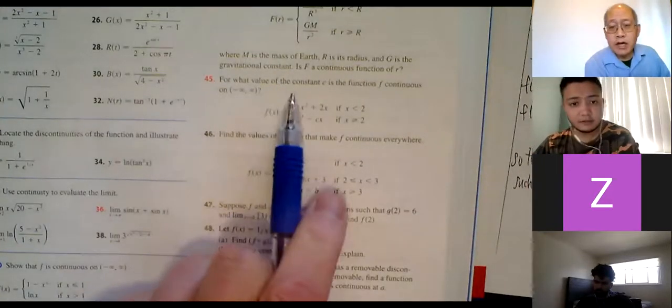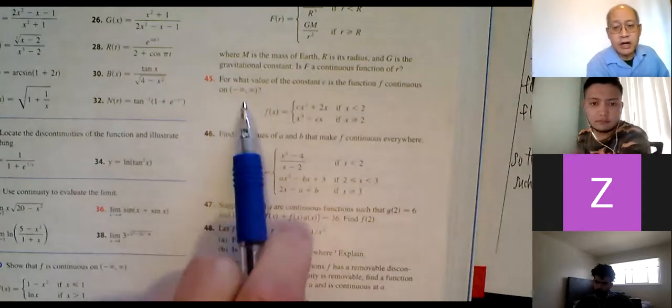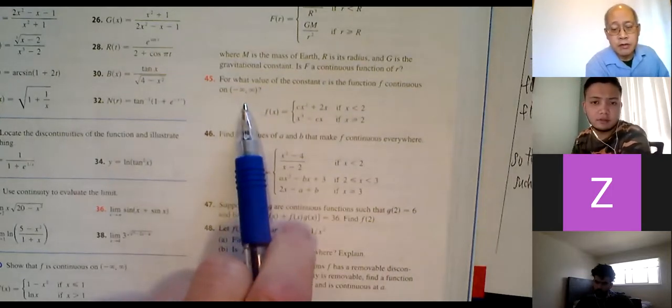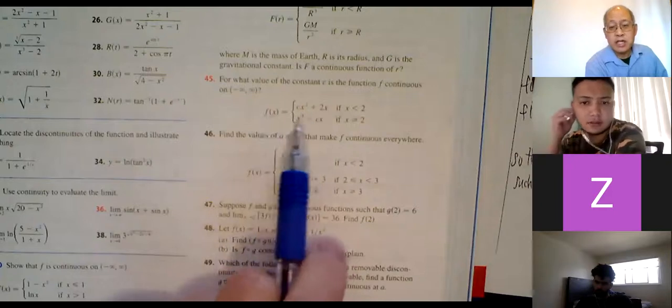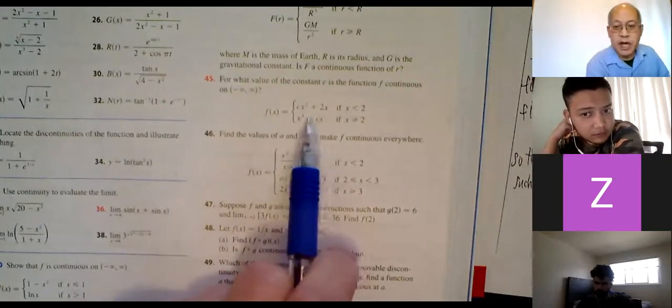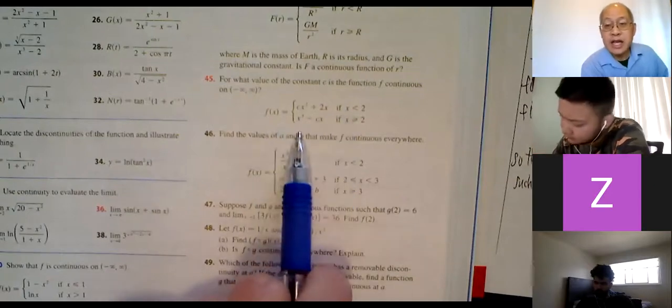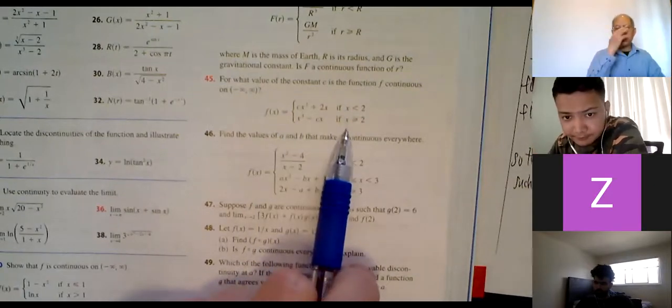For what value of the constant c is the function f continuous on negative infinity to infinity? What are you talking about? So this is piecewise defined. f of x equals cx squared plus 2x if x is less than 2, then x cubed minus cx if x is greater than or equal to 2.